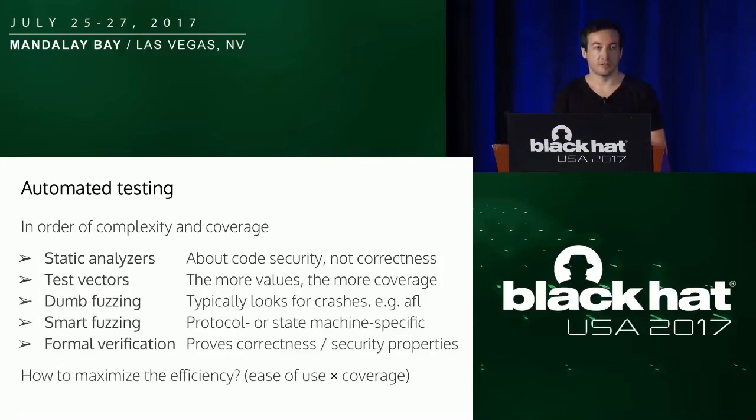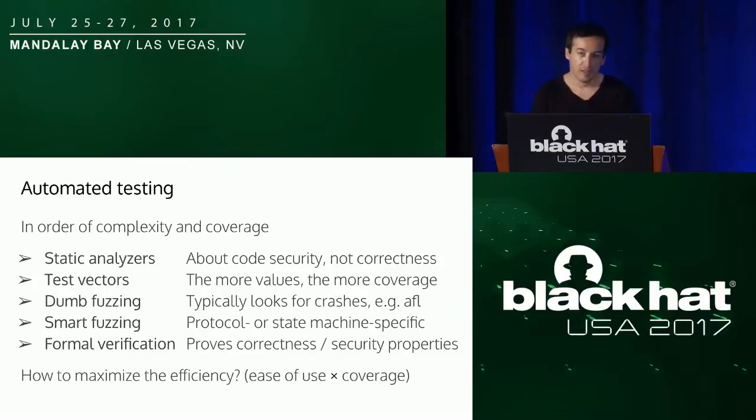Now about automation, automated testing. There are many types of tools. The simplest one is static analyzers, for example, the analyzers in Clang, which will report issues about your software security, but not about the correctness of the crypto, obviously. The test vectors, on the other hand, will tell you whether or not your code is correct in terms of functionality, but it will not tell you if the software is secure, or if there's any bug or undefined behavior.